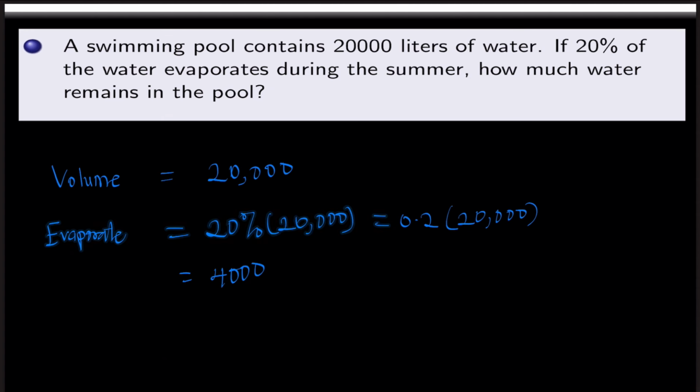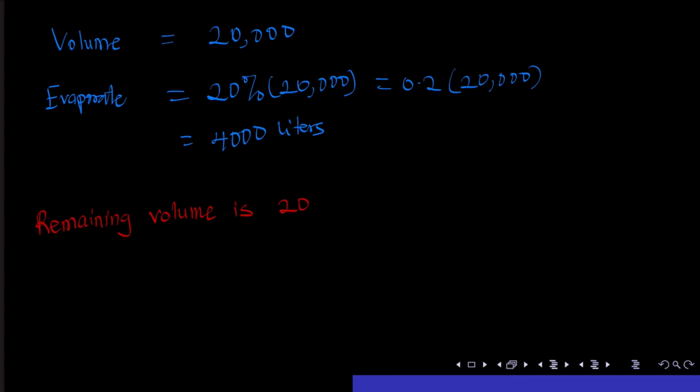And so 4,000 liters of the volume evaporates. So then the amount of water remaining in the pool will be the entire volume minus the volume that evaporates. Thus, the remaining volume is 20,000 minus 4,000, which is going to give us 16,000. So that's 16,000 liters of the water remains after the summer.